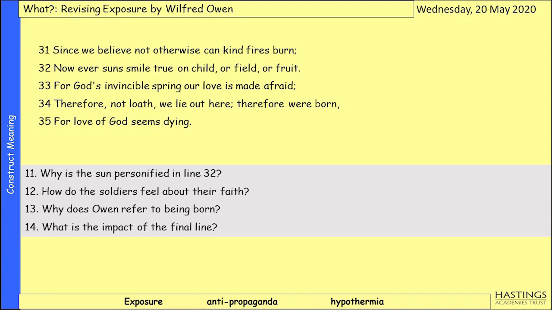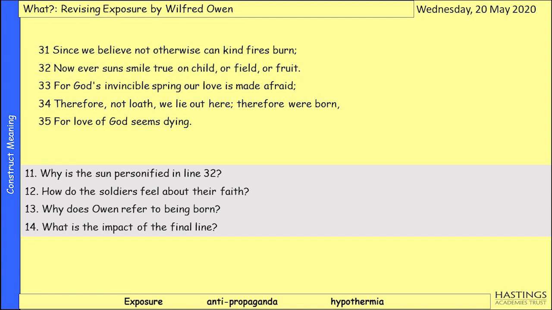Number 11. The sun is personified as smiling, making it seem comforting and welcoming. The soldiers are craving the comfort of the sun. It represents much happier days. Number 12. Their faith in God has become shaken. Line 33 shows that their love of God has become fearful. Some of them will no longer believe God has an ultimate plan for their lives.